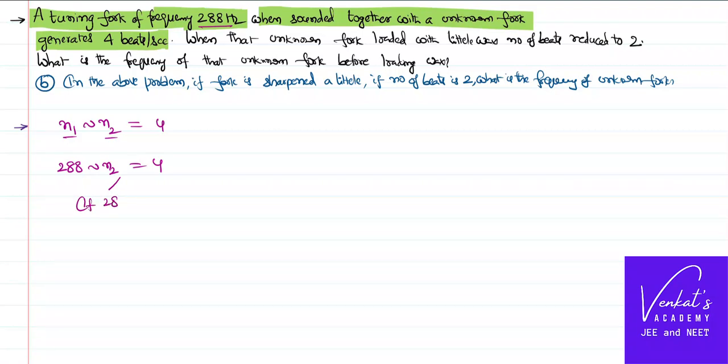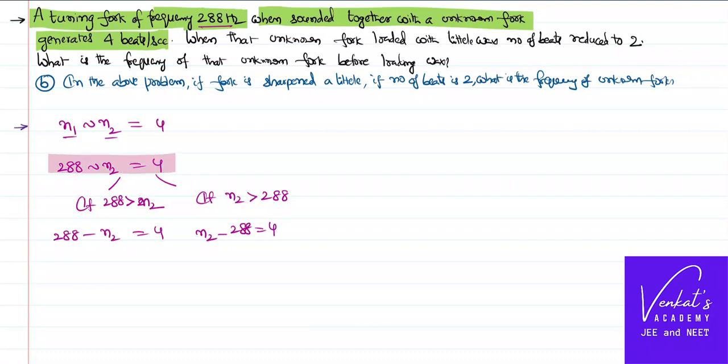If 288 is greater than N2, our equation will be 288 minus N2 equal to 4. Or the other possibility, if N2 is greater than 288, our equation will be N2 minus 288 equal to 4. Hope you got it here, right? It is given that the difference between them is 4, but we don't know whether 288 is higher or N2 is higher.